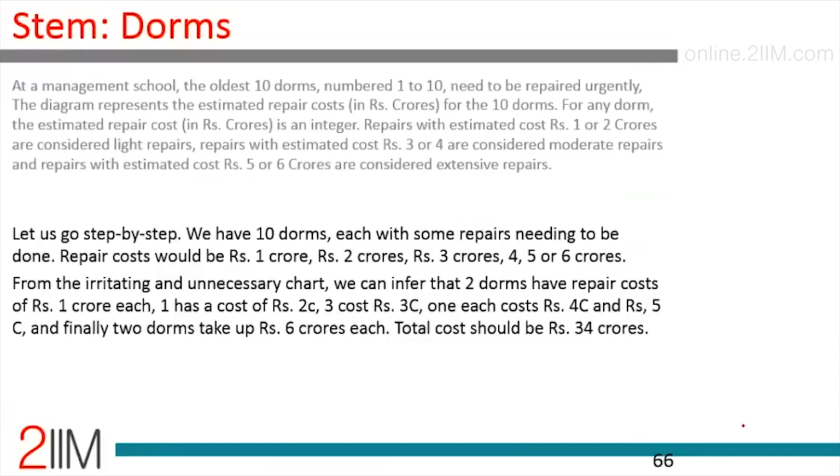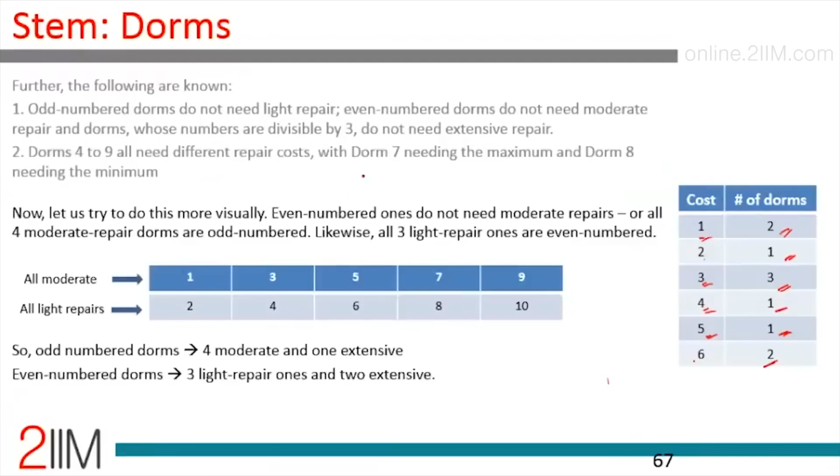Before we do this, just getting some sense of the data, the overall cost you can find, and you know that odd numbered and even numbered are criteria. So I'm going to write down the DOM numbers like this: 1, 2, 3, 4, 5, 6, 7, 8, 9, 10. All moderate go into odd number. Because even number don't have any moderate things. All moderates go into odd number. All light repairs come here. And so we know that the multiples of 3 do not need extensive repair. That's a constraint we have not used yet. We'll come to that slowly.